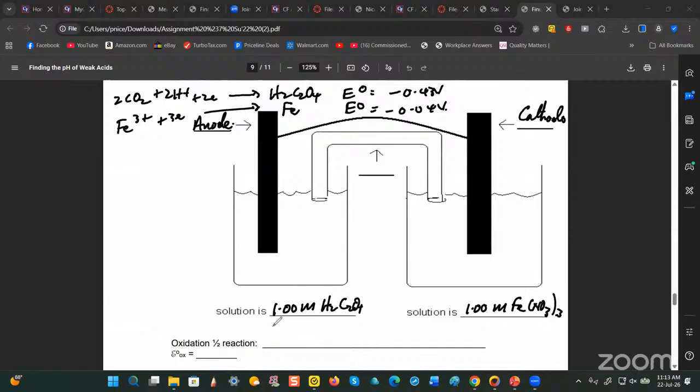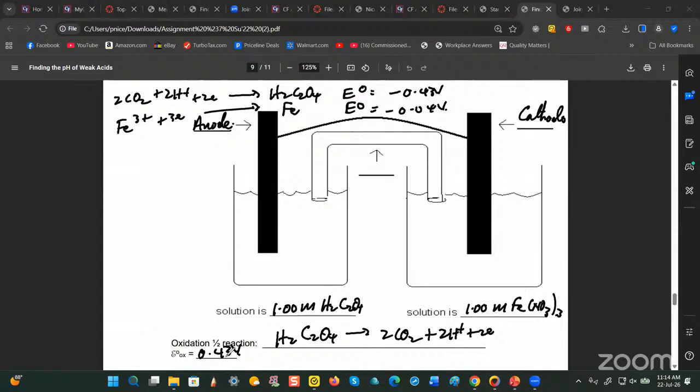For the oxalic acid, here we're going to put H2C2O4 to form 2CO2 plus 2H+ plus 2 electrons. And the EMF of that would be this, but the sign would change. So this would be plus 0.43 volts. That would be the oxidation half reaction.